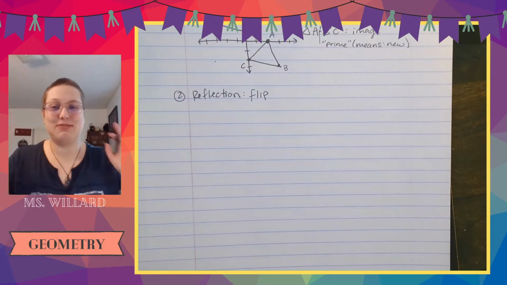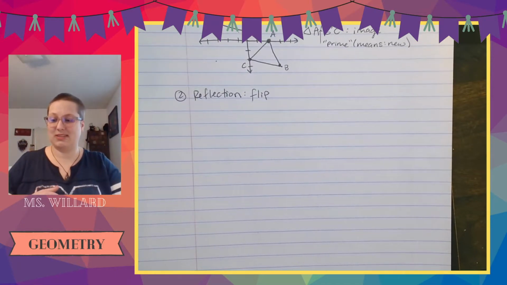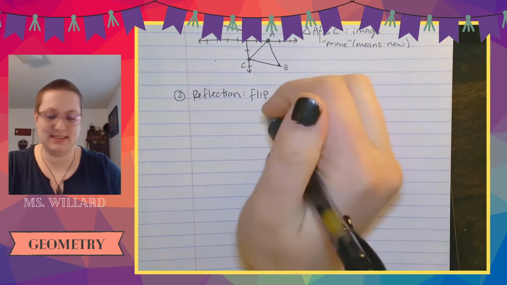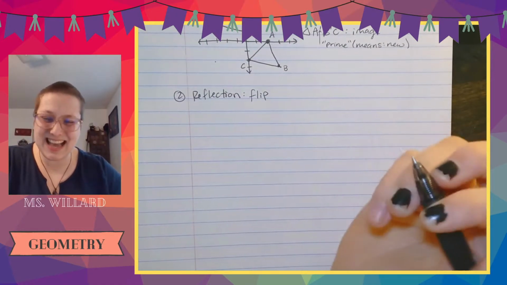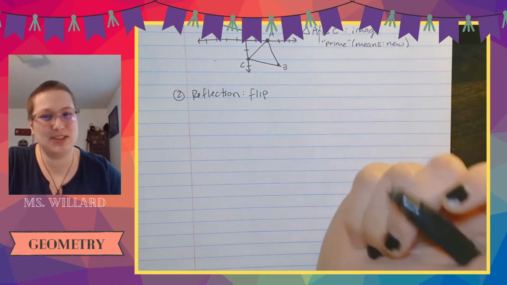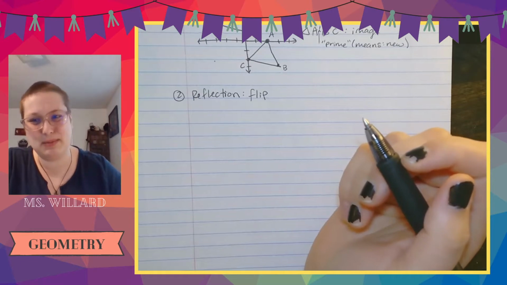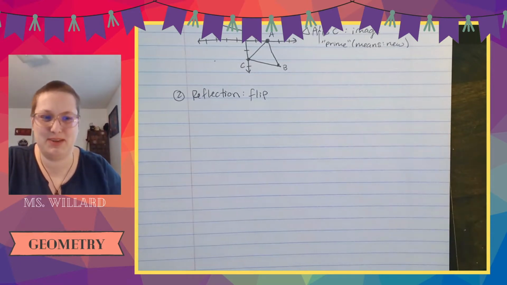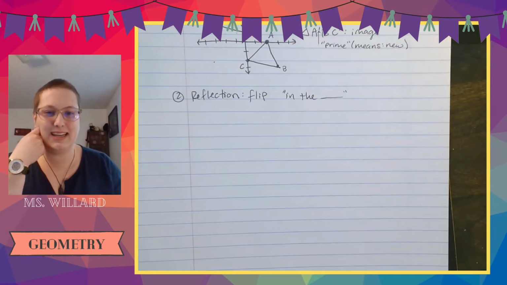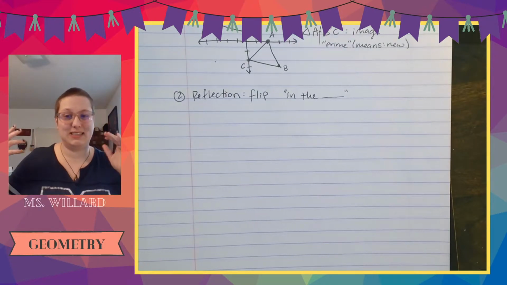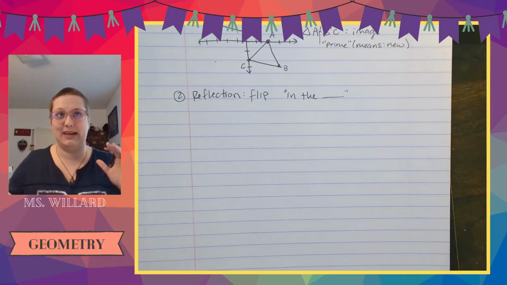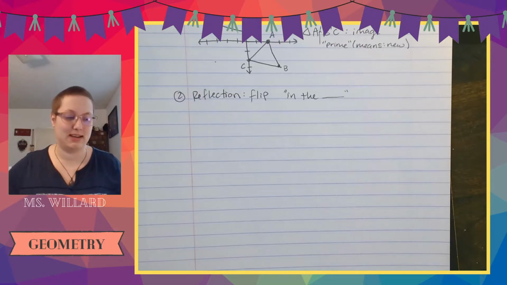Okay, so reflection is just flipping it over something. Now, instead of saying over, what they say is in the x-axis or in the y-axis, which is super dumb, I know, but it's just how people do it, and we have to go along with it, I guess. So it'll look kind of like this. It'll say reflect the shape over in the whatever axis.